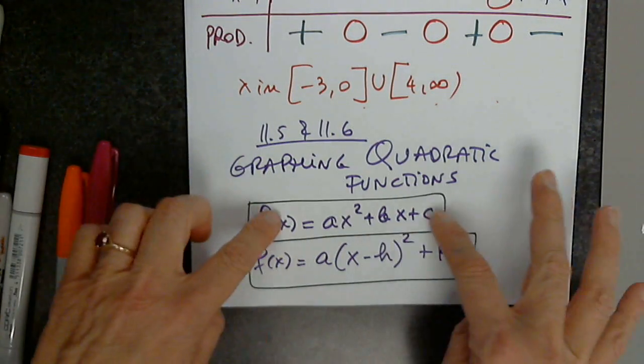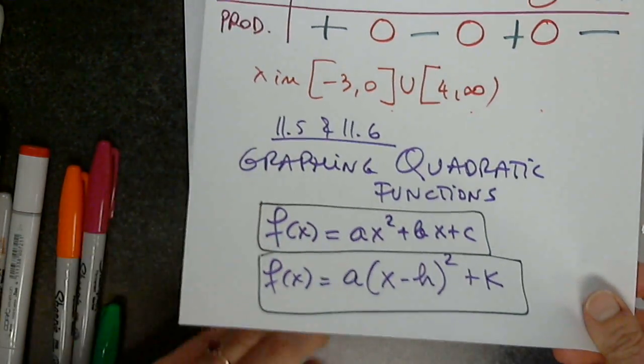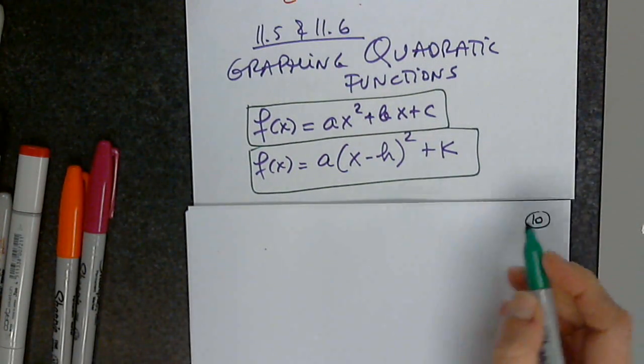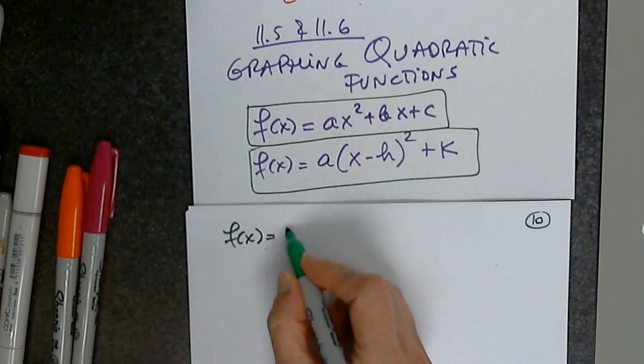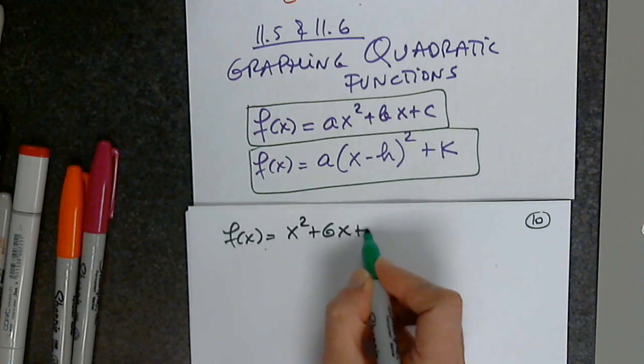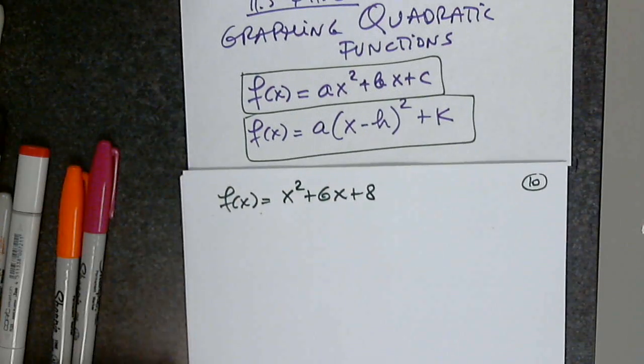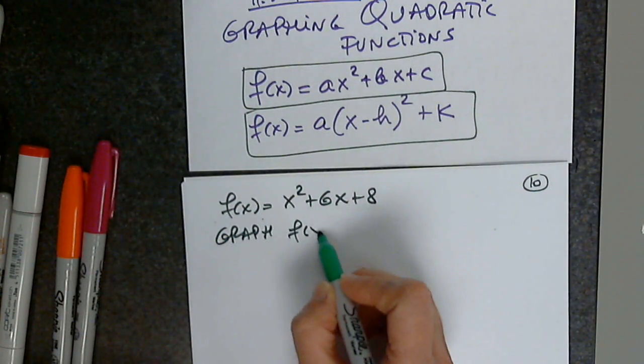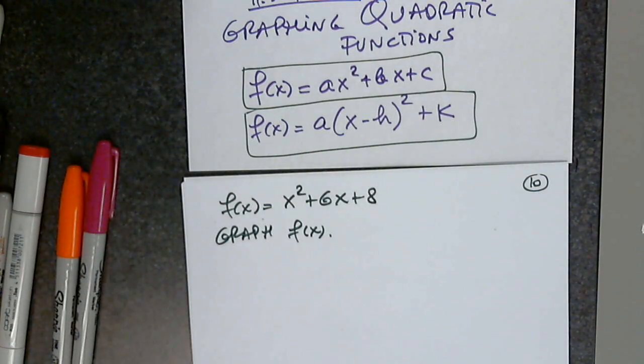Let's start with the first form. I'm going to pick a quadratic function like f of x, let's say, equals x squared plus 6x plus 8. And I'm going to graph it. Graph f of x. First question for you is, what type of function is it? Of course, it's a quadratic function.